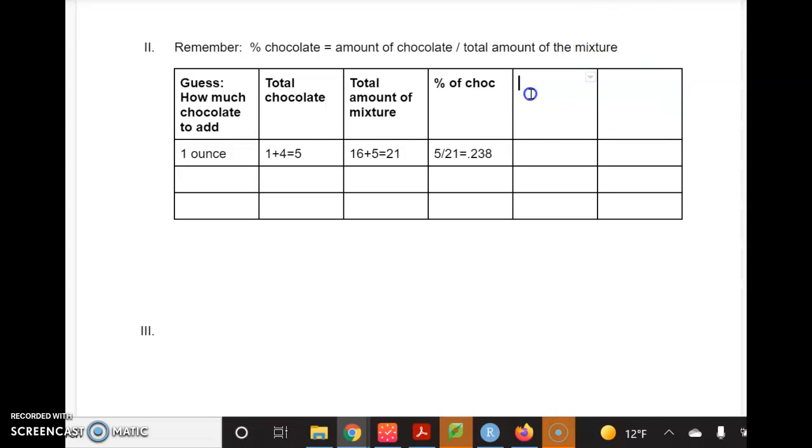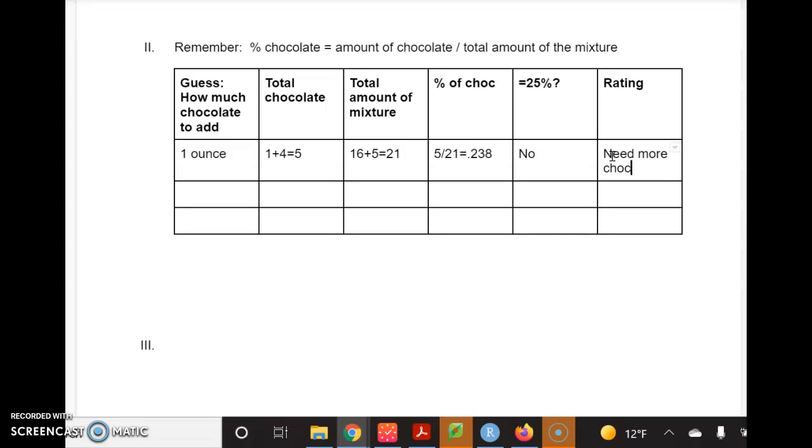Okay, so here I want to just ask the question, is this equal to 25%? Because we want 25% chocolate, and the answer is no. And then we should have a rating column. Rating. That's not chocolatey enough, right? 0.238, that's 23.8%. Need more chocolate. Okay, all right, so let's try 1.5 ounces.